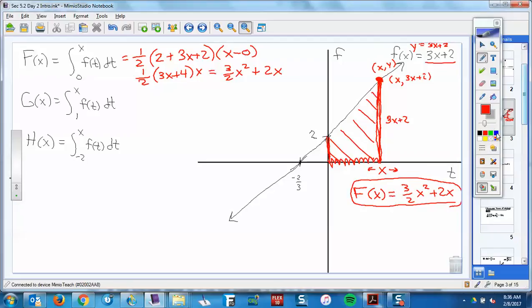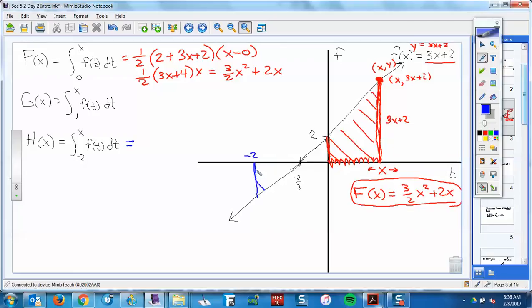Okay, now we're going to skip to h. I'm not going to do g. We'll just cheat on g because we know another way to get these things, with the antiderivative. So let's just do h now. So h would be from -2. So -2 would be over here.